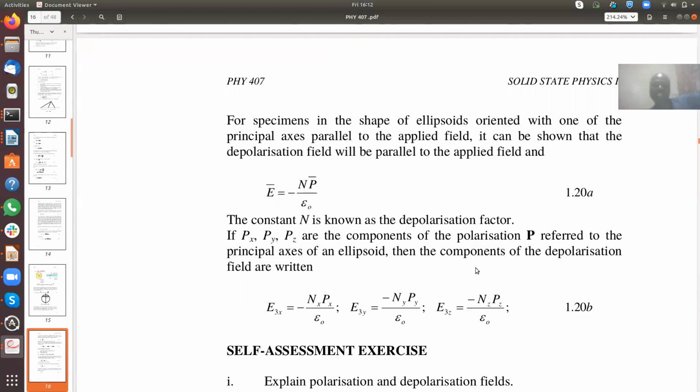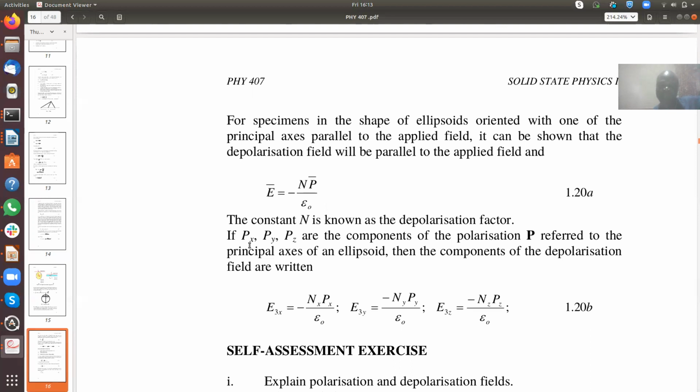So for a specimen in the shape of an ellipsoid oriented with one of the principal axes parallel to the applied field, it can be shown that the depolarization field will be parallel to the applied field, and E is equal to minus N P over epsilon naught. So the constant N is known as the depolarization factor.